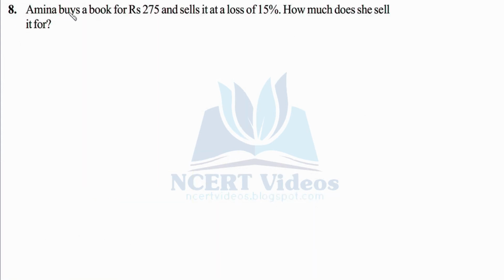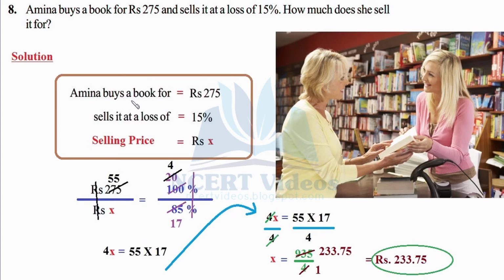Question 8. Amina buys a book for rupees 275 and sells it at a loss of 15%. How much does she sell it for? Here Amina buys a book for rupees 275. So this book costs rupees 275. She then sells it at a loss of 15%. What does this mean? This means that the selling price of the book will be less than this. By how much? 15% of this value.